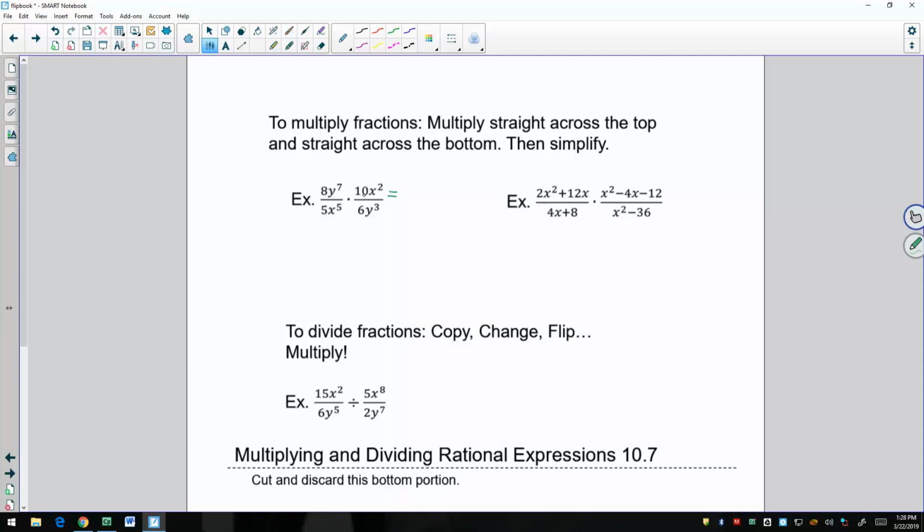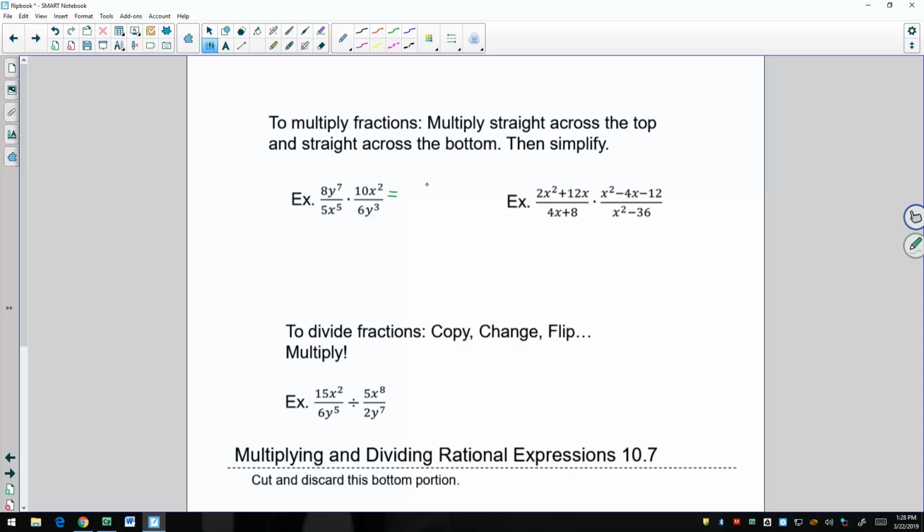You could multiply across first if you'd rather do that. The only thing is that, like in the second example, you're definitely going to want to factor first and then cancel out, because this would be really ugly to try to multiply out. You can do it, but it's just kind of gross. All right, so in this one, I will show you both ways.